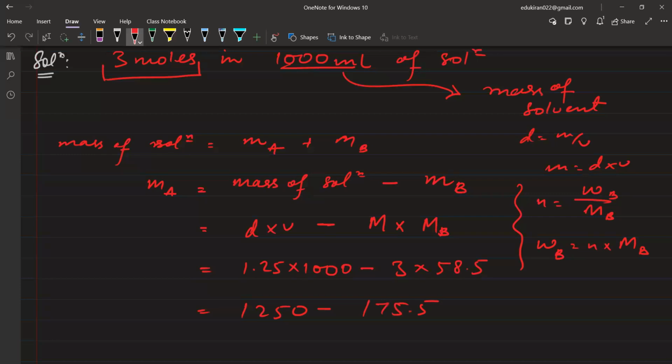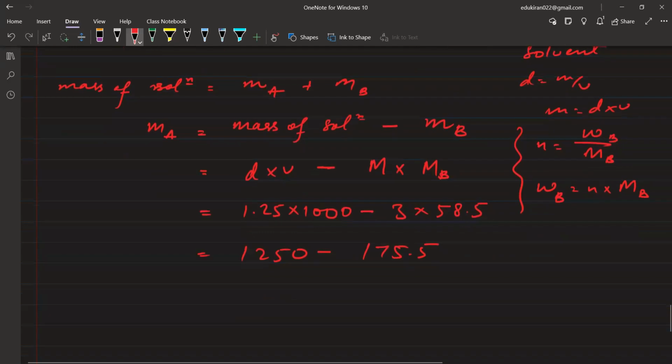देखिए ये आ रहा है 58.5 into 3, 175.5. 1250 माइनस 175.5 कितना हो जाएगा? 250 में 175 घटा देने से 75 बचेगा, 1074.5. This will be in terms of grams.